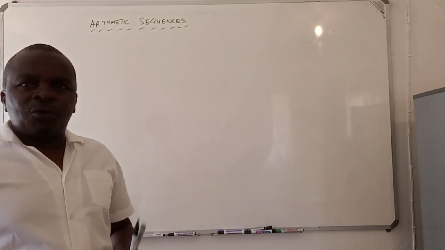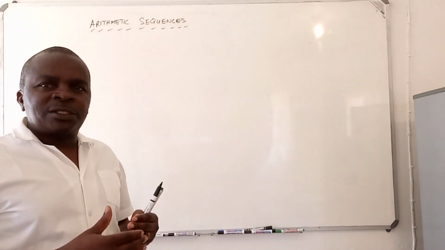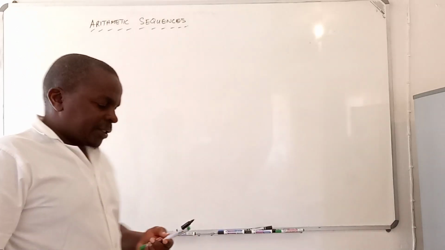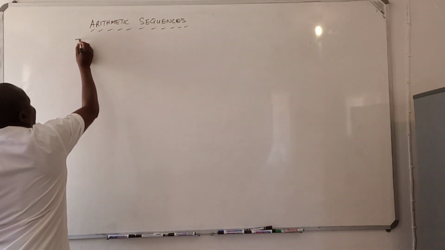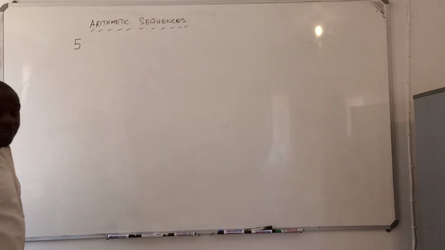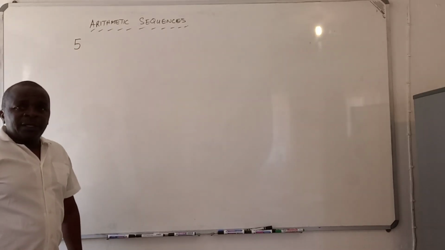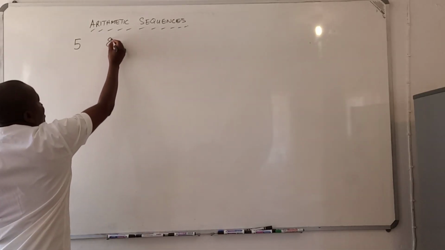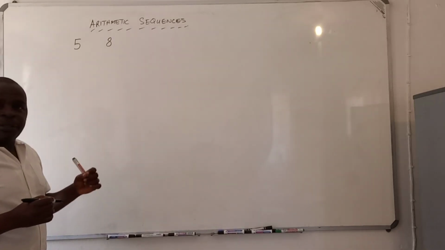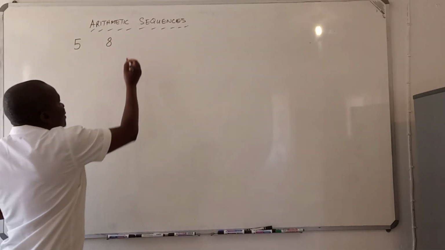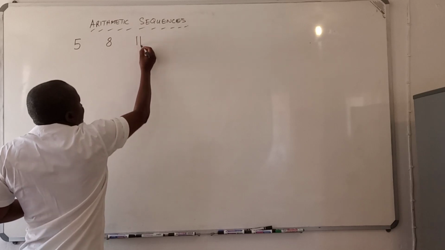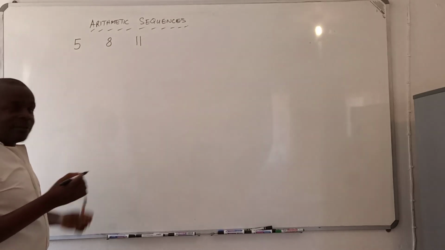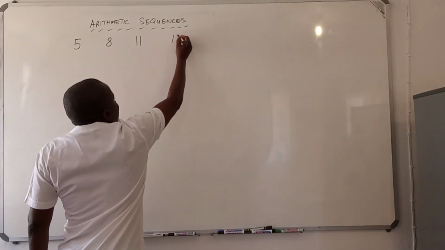These are sequences which are obtained by adding a constant value to consecutive terms in order to get the next term. For example, if our first term is 5, this time we want to add 3 in order to get the next term. If we say 5 plus 3, we are going to get 8. That's our term number 2. And then term number 3 will also add another 3, which will give us 11. To get the next term, we are going to add 3 again. It will give us what?